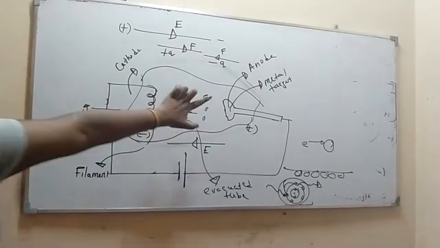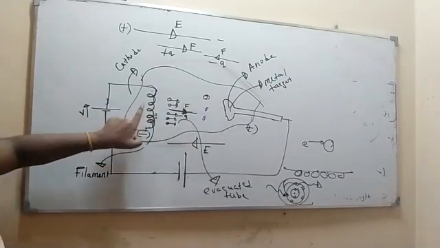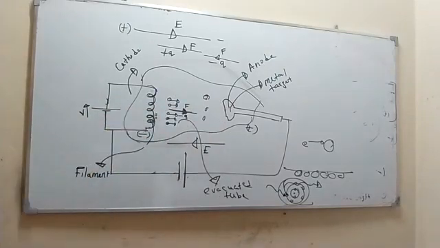Label it down. Sometimes they will ask you to put letter A and ask what this is. It's the anode or metal target. This we call the cathode. This one, the cathode or filament.